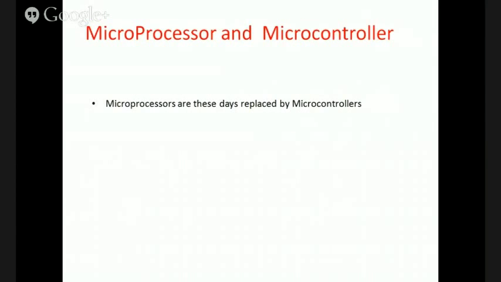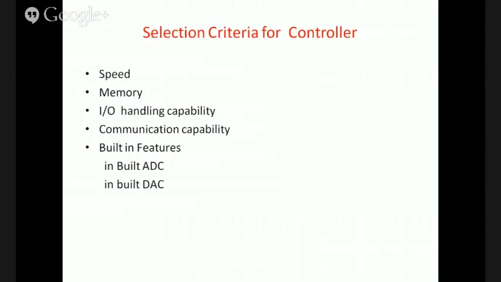Now comes the world of microprocessors and microcontrollers. Microprocessors are these days being replaced by microcontrollers. So we'll not talk much about microprocessors, but the microcontrollers. A little bit of microprocessors first. Selection criteria for controllers: speed, memory, input-output handling capability, communication capability, and built-in features like built-in ADC and built-in DAC.